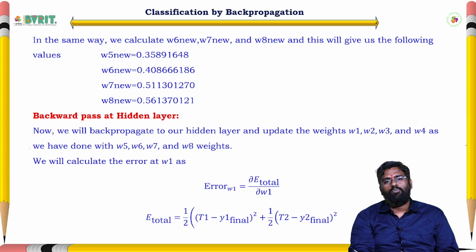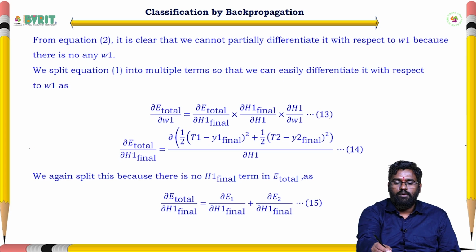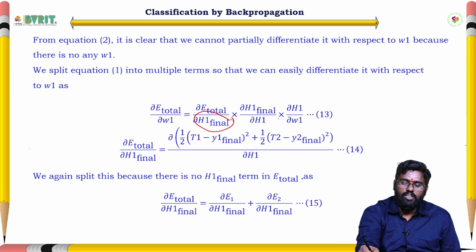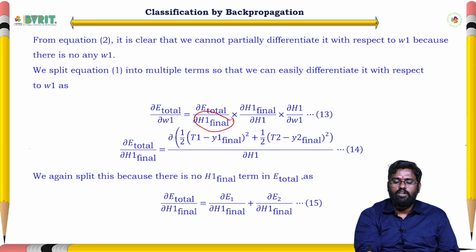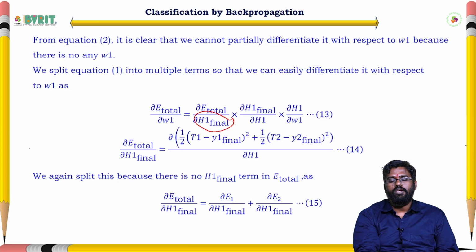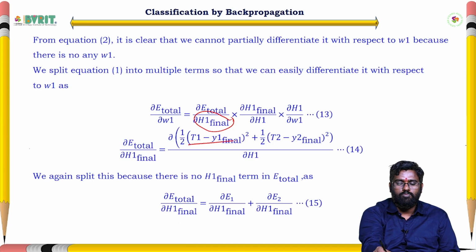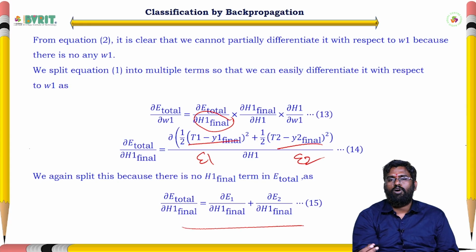Now, we have to do the same process for W weight 1. Previously we had Y1 and now we have H1 final. With respect to H1 final we are doing it, and then we need to calculate that one. Here, next W in total with respect to H1 final, after calculating this, one part belongs to error 1 and the other belongs to error 2. That's why I wrote the same formula here.